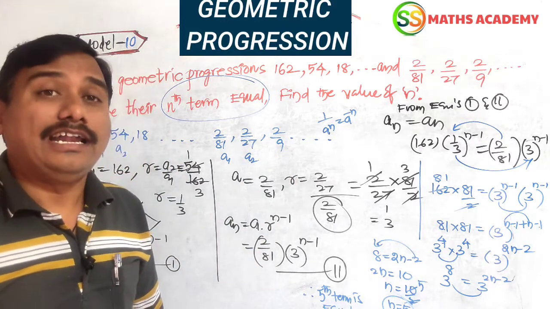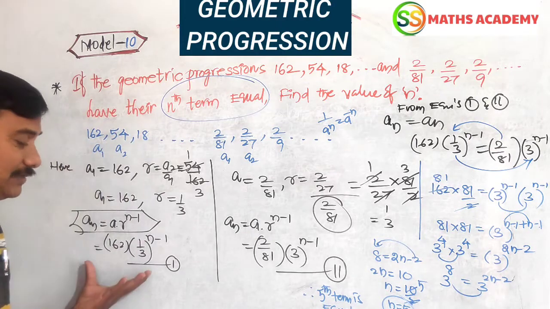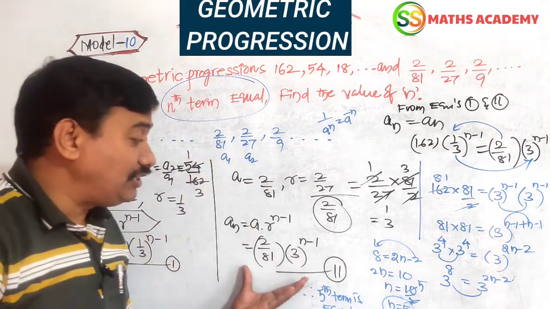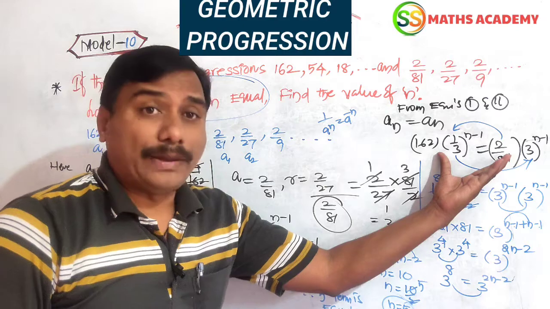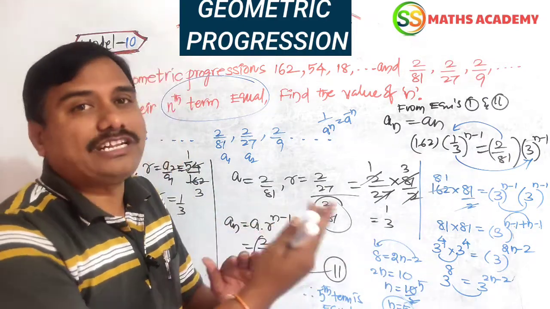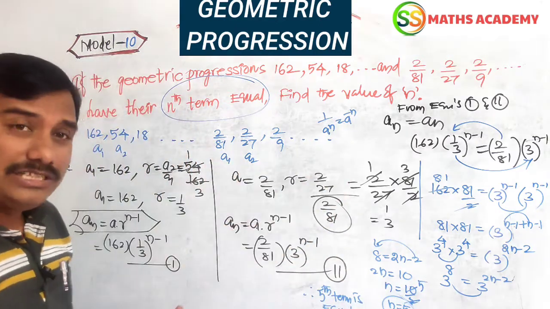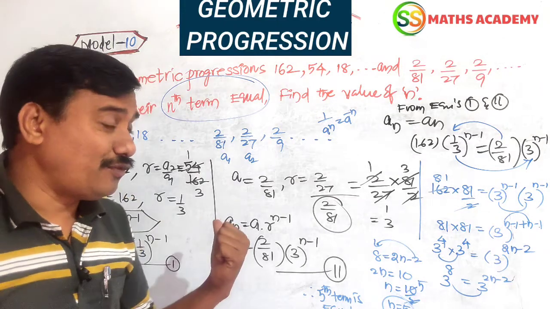Right, friends? And you have to observe what I have done. Find the nth term of these two series, compare them and transpose the like terms, means numerals on one side, nth power terms on the other side. We are getting the n value as 5. This is the way we have to do it in the exam. You will get 4 marks. This is a 4 marks question.